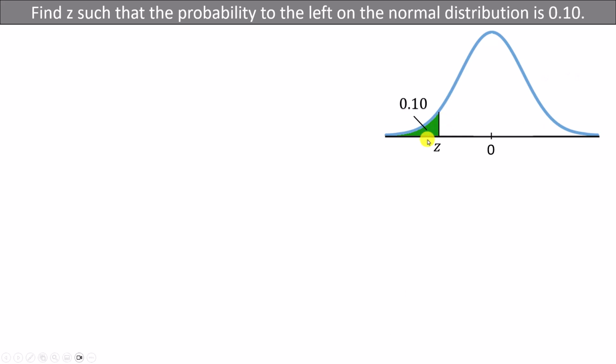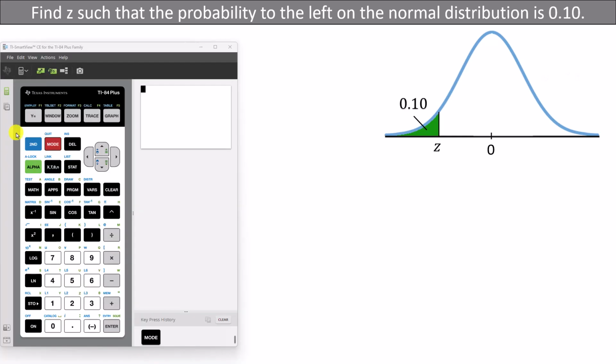We are asked to find the z-score such that we have 10% of the normal probability to the left. The way that we solve these types of problems where we already have an area or probability and are trying to find a z-score is using what's called the inverse norm function. On the calculator, press the second key and then the distribution key. Scroll down to the third option of inverse norm and press enter. By area, they mean the area to the left of the z-score on the normal distribution. The area to the left is 0.1, so we can put in 0.1.